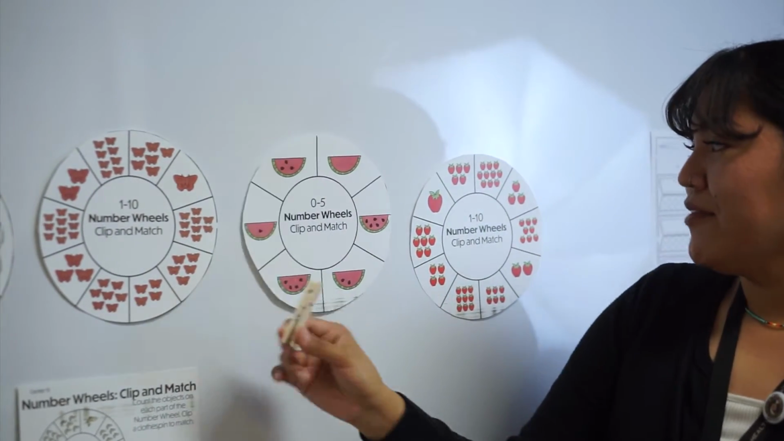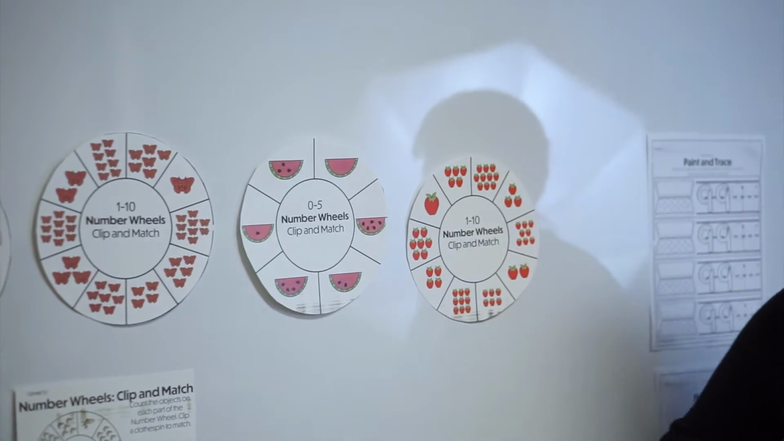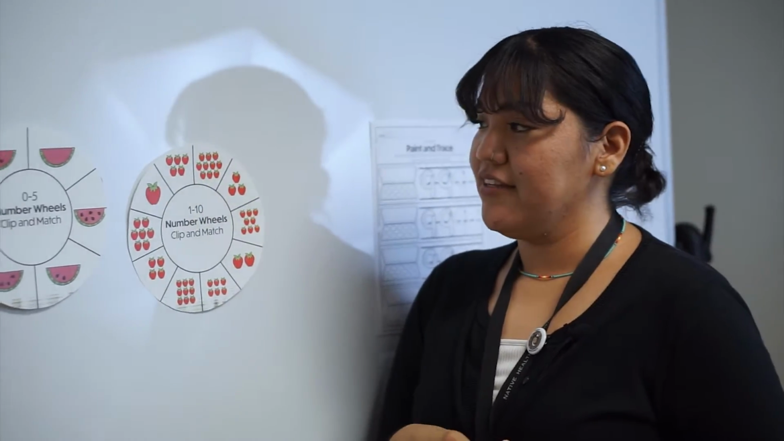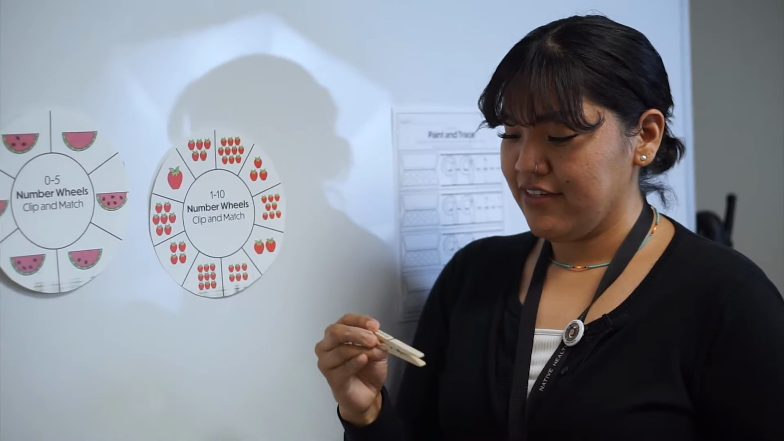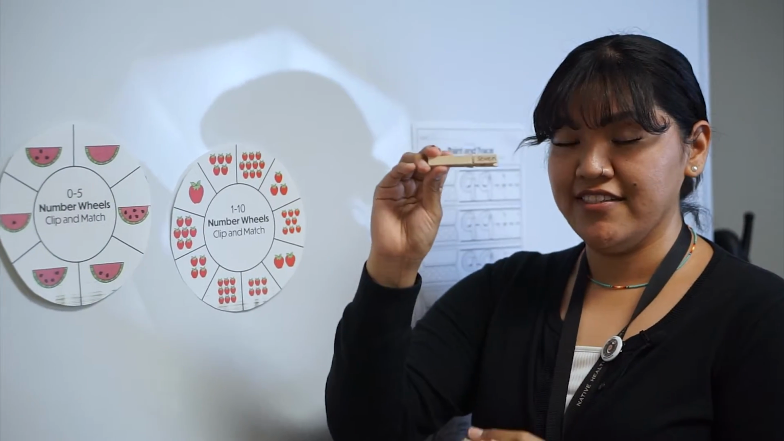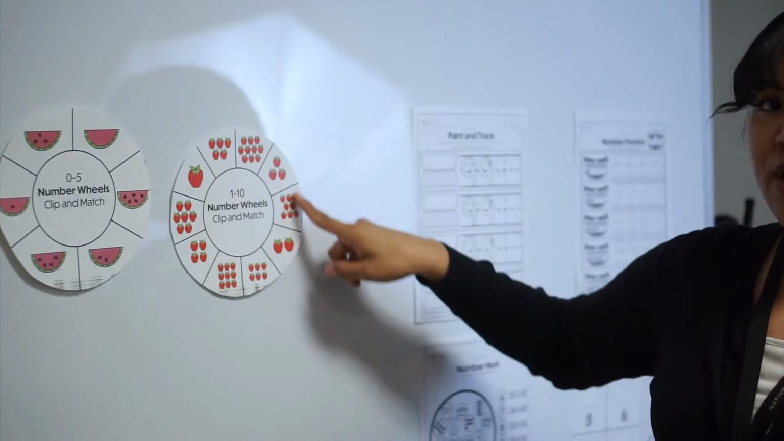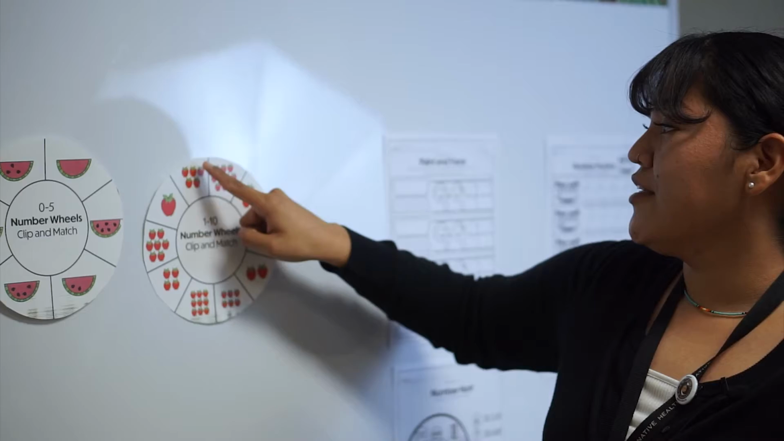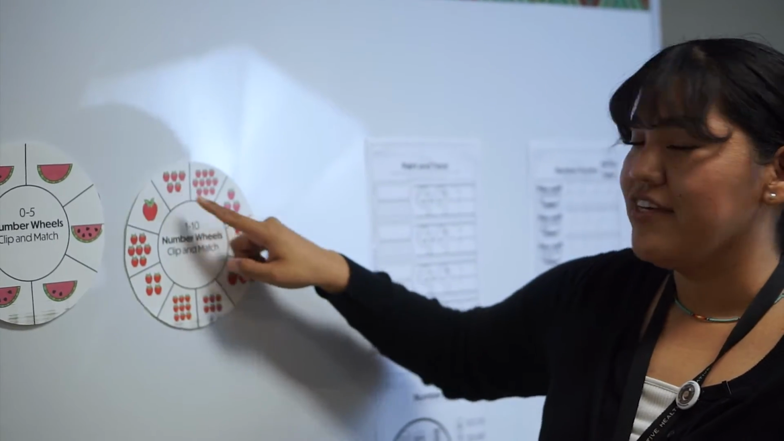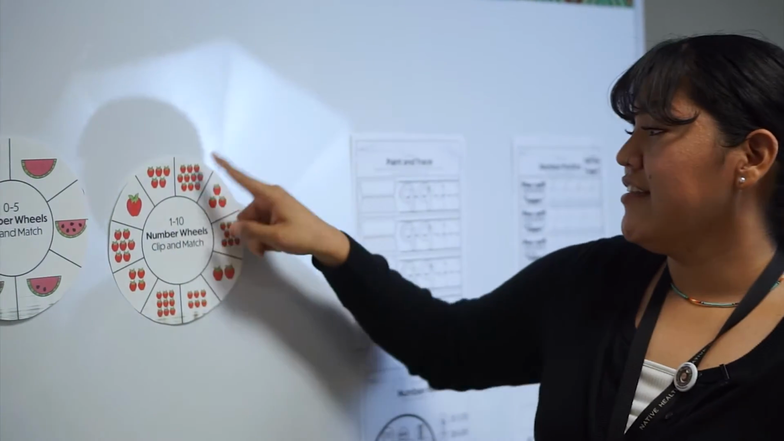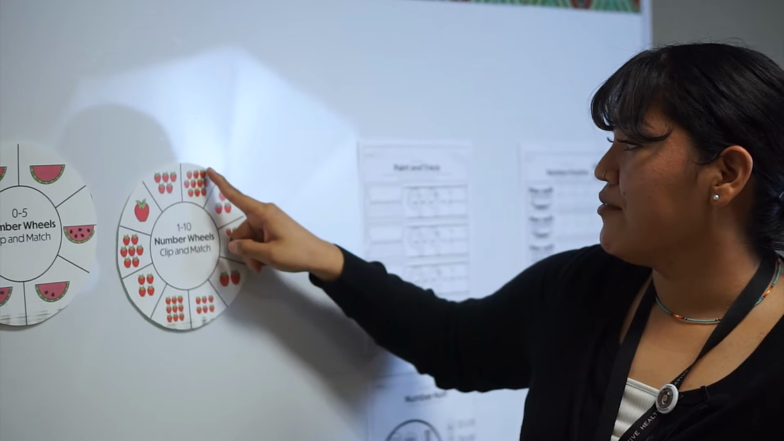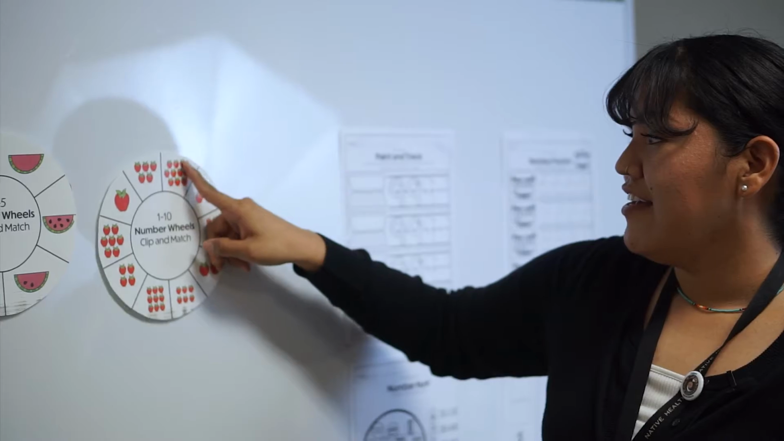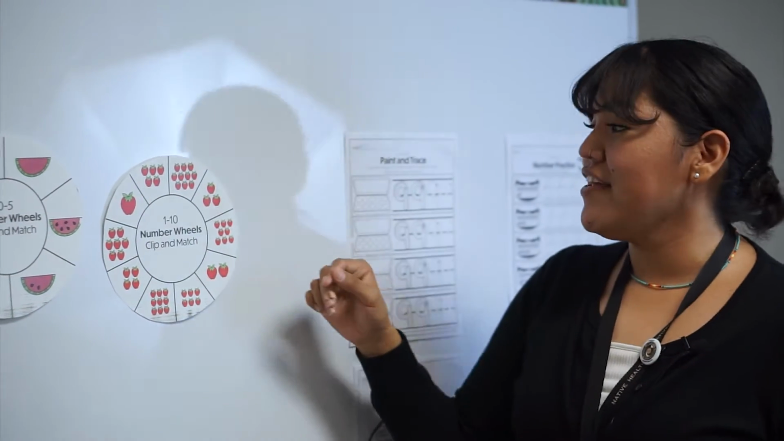All right, let's go to our next wheel. This one's 1 to 10, and it's still the number words. All right, let's look. 7. This one says 7. So let's count the strawberries and see which column has 7. Let's go to this one. There's 1, 2, 3, 4, 5. That's not 7. Let's go to this one. 1, 2, 3, 4, 5, 6, 7, 8, 9, 10. It can't be that one, it has more than 7.